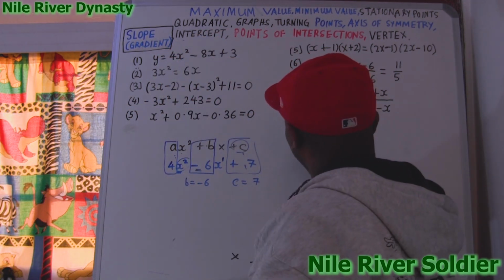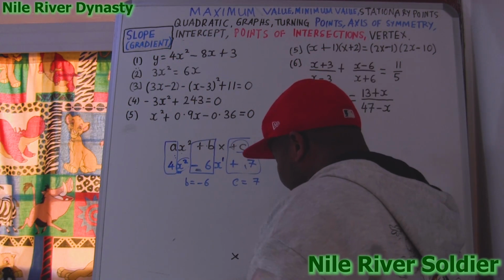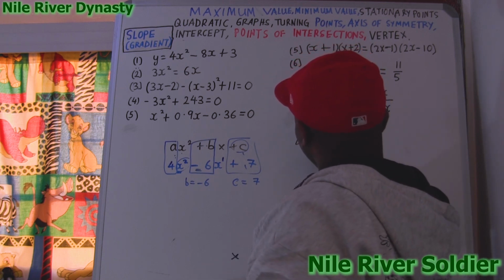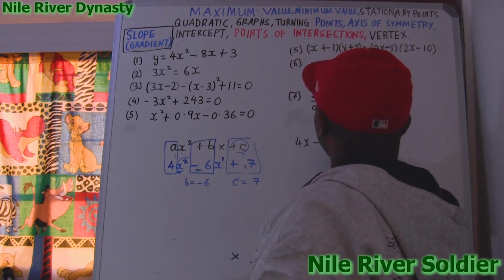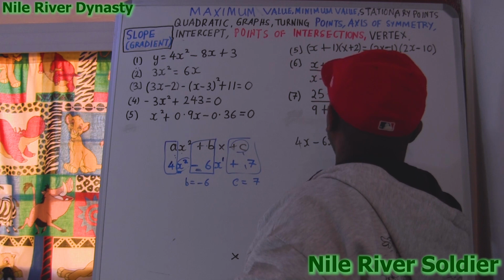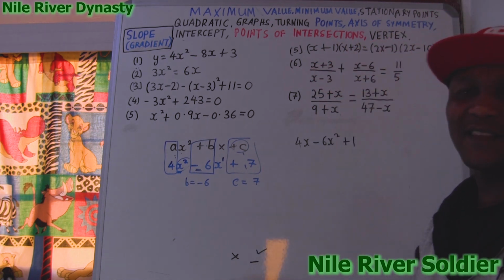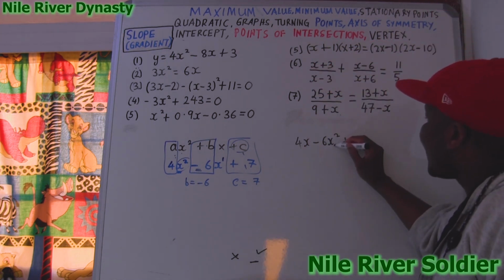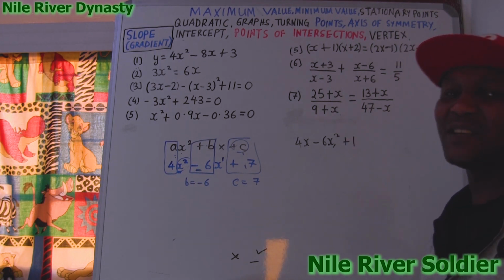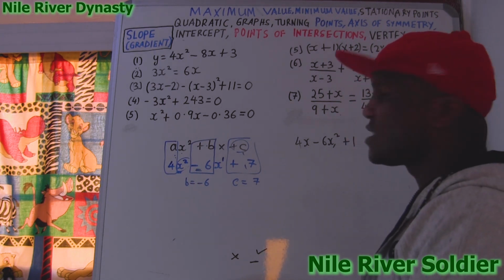For example, somebody gives you 4 minus 4x minus, let's say, 6x squared plus 1. Is this quadratic? Oh yes, because if I look at all these x terms, the highest degree of x is power 2. If the highest is power 2, it's quadratic. Yes, this is quadratic.